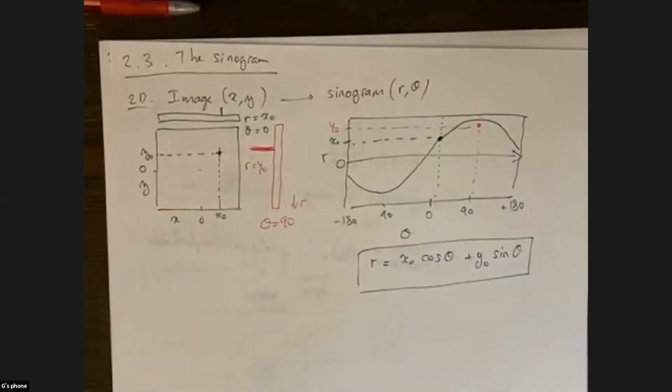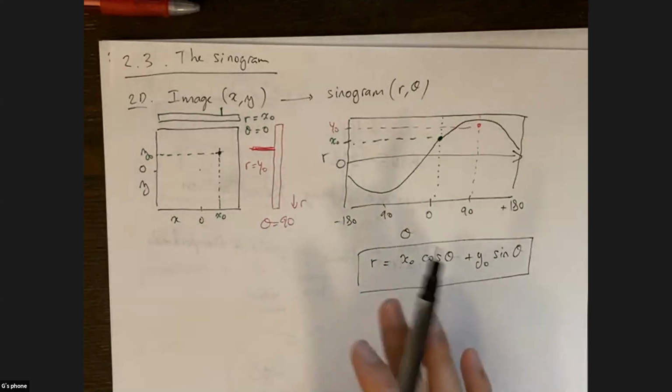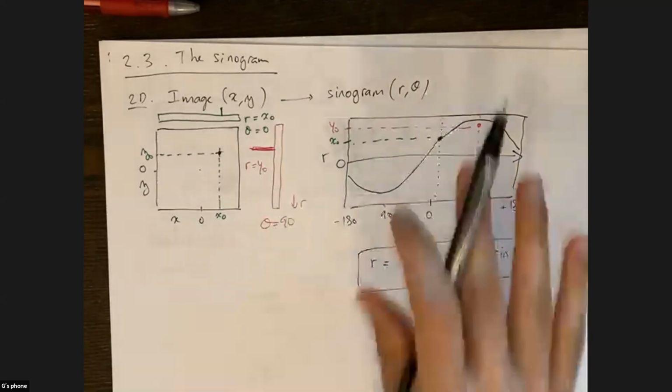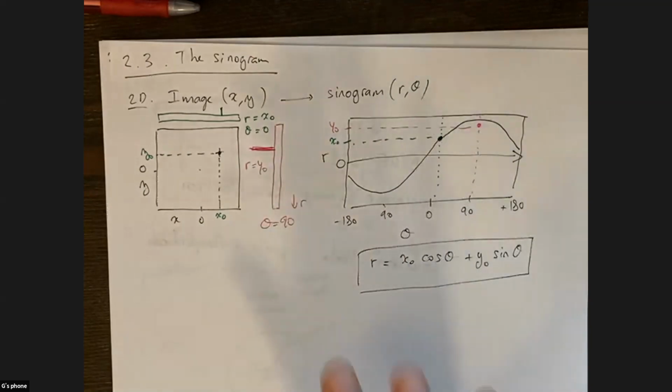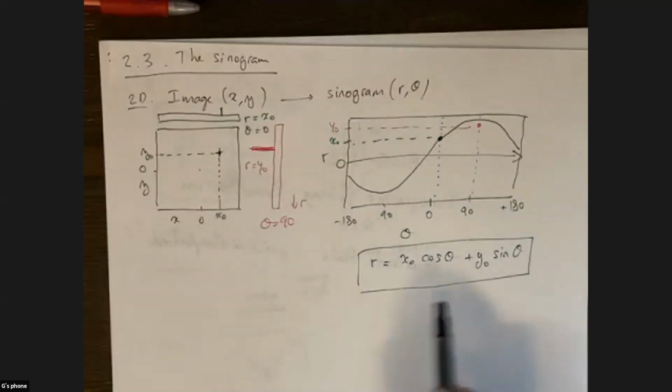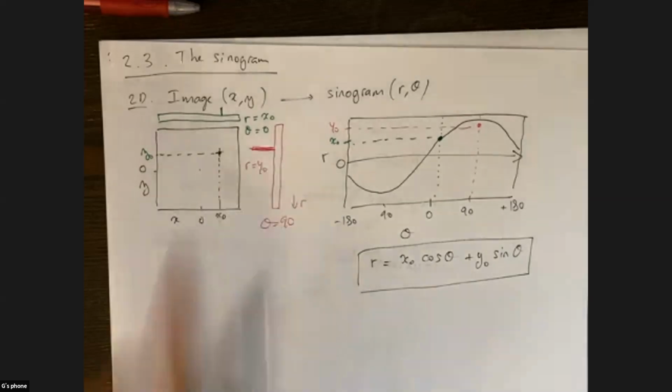So if the image is a single point source, like in this example, the sinogram is a sine wave, meaning that it's zero everywhere except along the sine wave. And the equation for the sine wave is R equal x0 cos theta plus y0 sine theta. Okay, but this is if you're on a single point source.